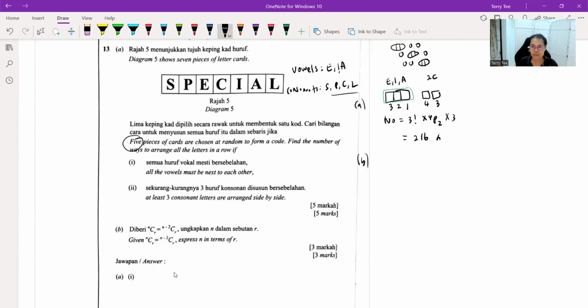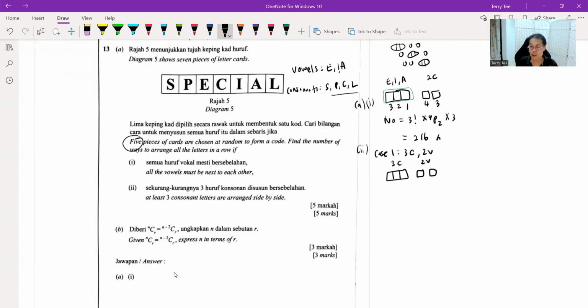Okay, second one. This is still part A, Roman 1, Roman 2. So at least 3 consonants are arranged side by side. Side by side is the same as next to each other. So here we're going to consider a few cases. When you say at least 3 consonants, we can arrange 3 consonants. Case number 1: 3 consonants, 2 vowels. So that means I have exactly 3 consonants, and I have 2 vowels here.